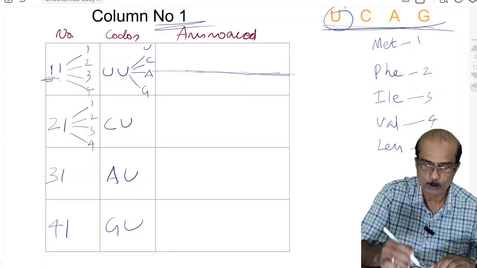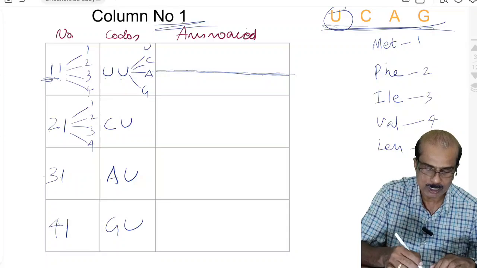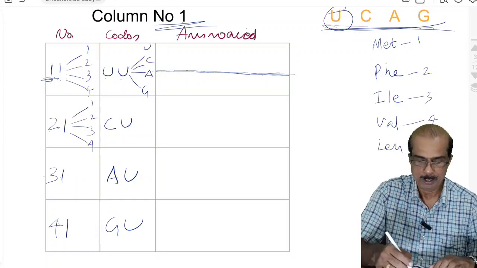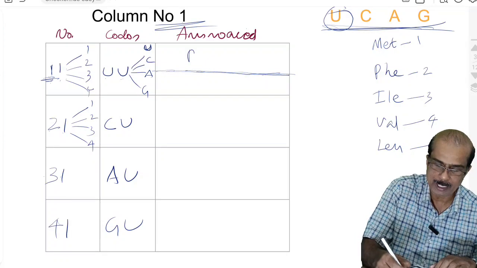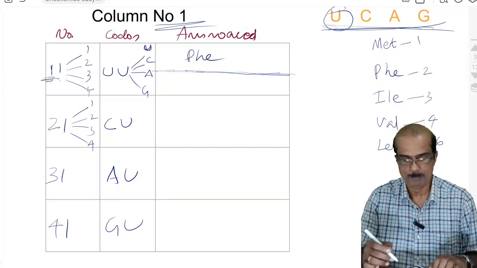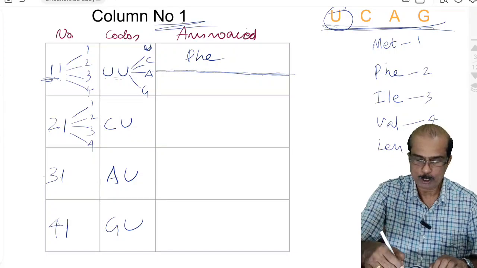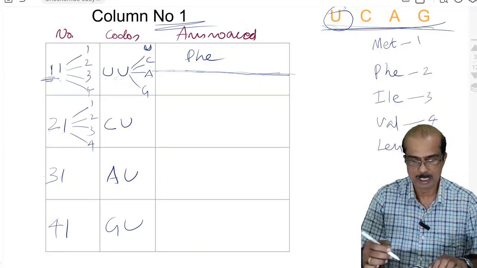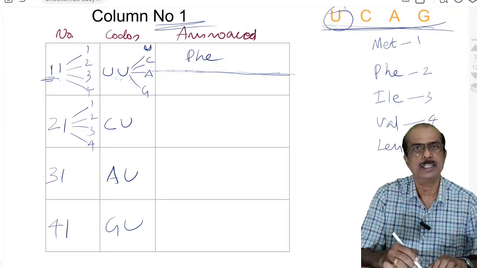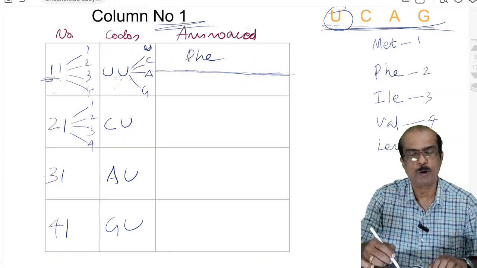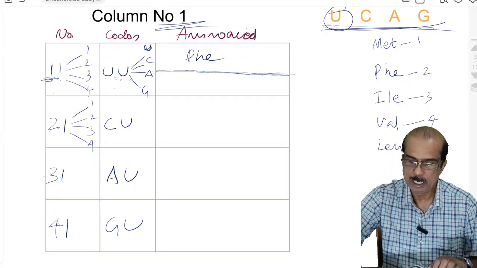The first codon will be UUU, and the number will be 111. The second codon is UUC, and the number will be 112. You all know that UUU and UUC code for phenylalanine. Now we are going to fill up the amino acids. First you relate the codon with the 3-digit number, and by visualizing this column, get to the amino acid. That is our method.